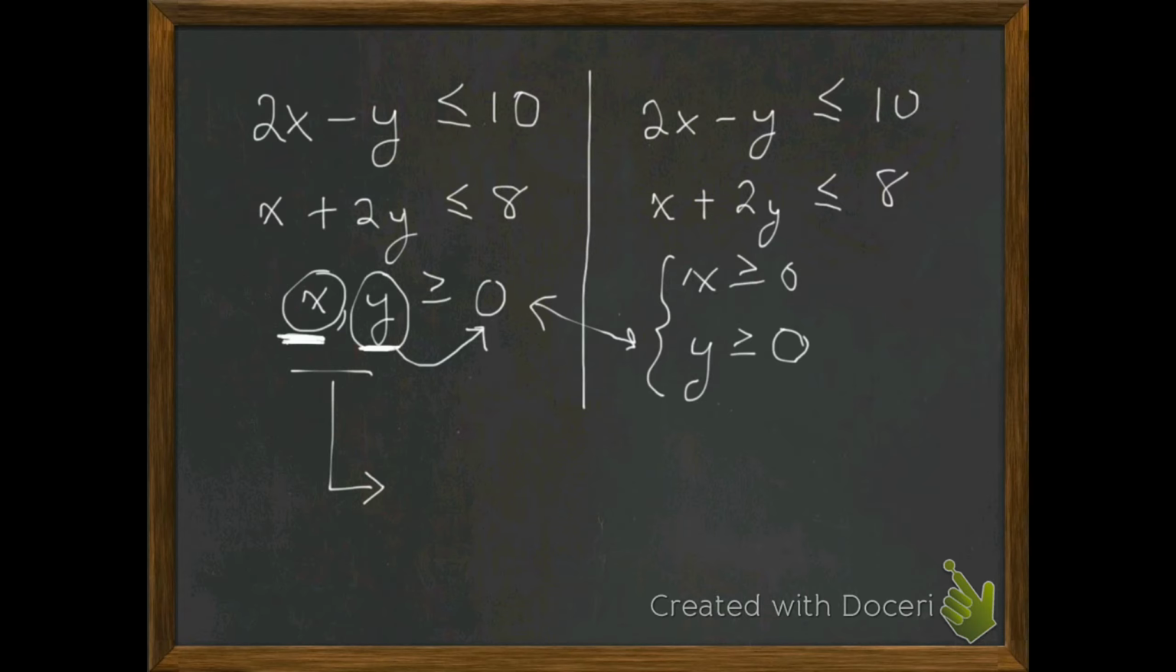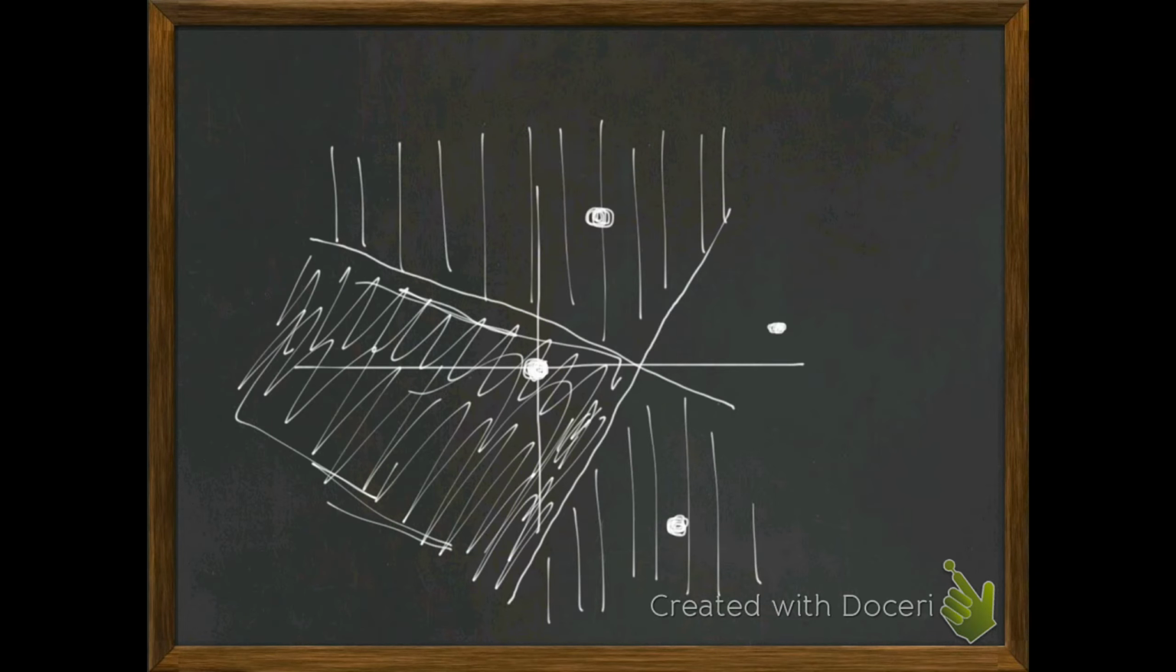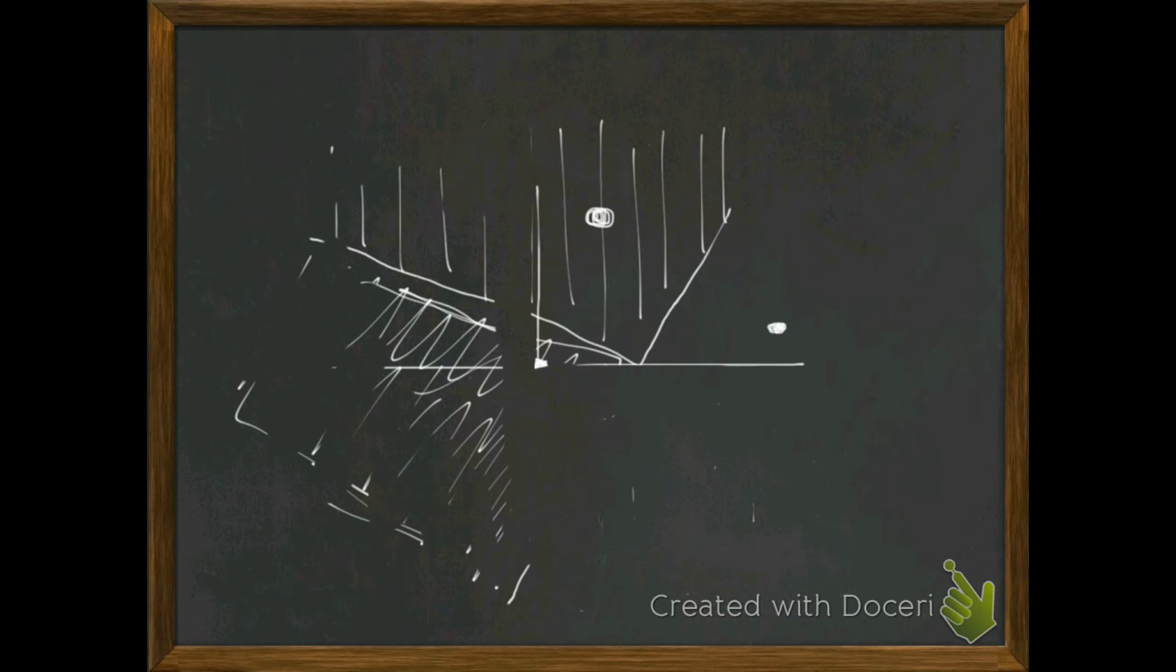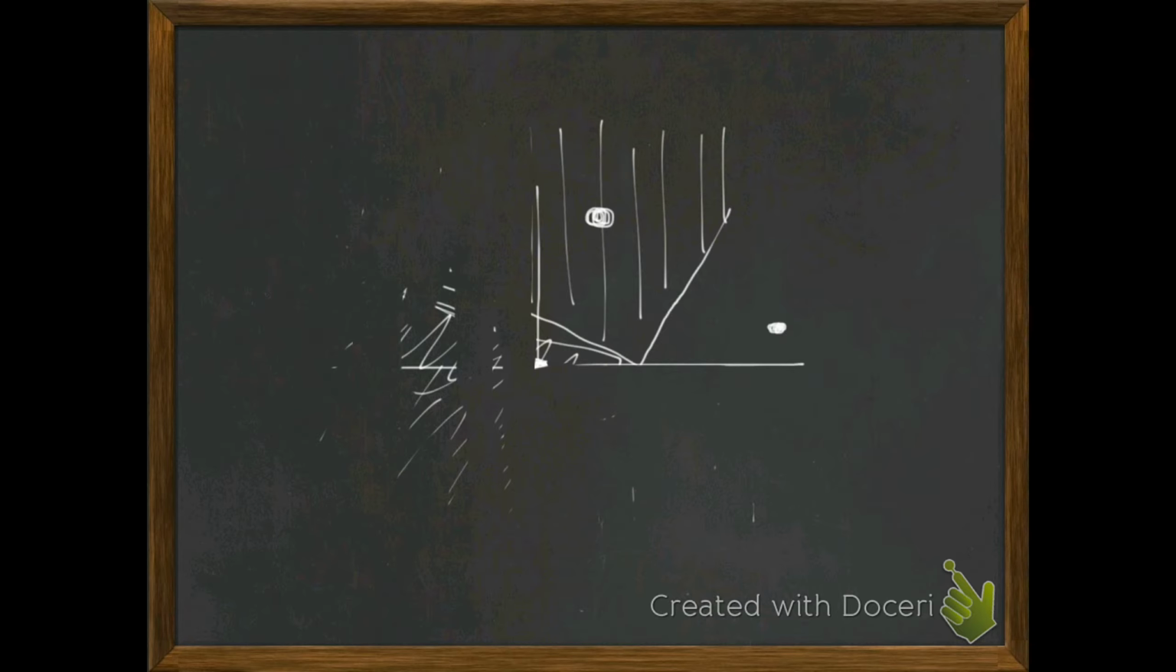So how would things change if we put this restriction? Well, the way it changes is this. Instead of looking at our graph from negative infinity, or really from negative 10 to positive 10, we would only be interested in the solution up here. We're only interested in the situations where x and y are both positive.